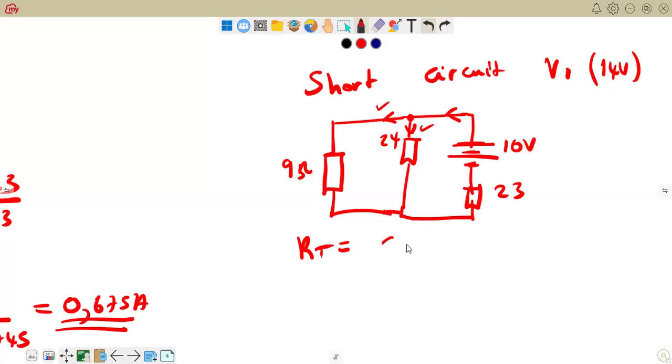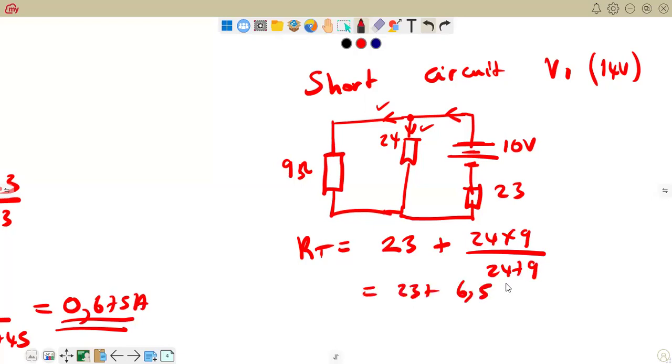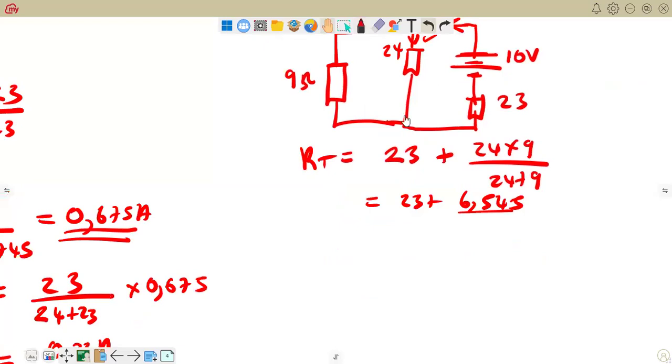So we can go straight and say RT is going to be 23 plus, these two being in parallel, product over sum, 24 times 9 over 24 plus 9. That gives us 23 plus 6.545, which is the equivalent resistance of those in parallel. That gives us 29.545 ohms. There we go.